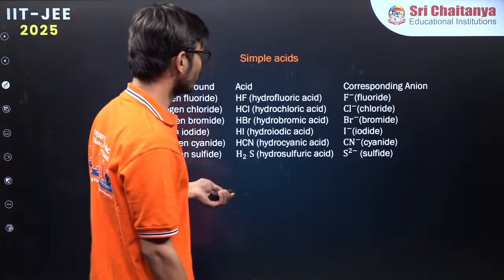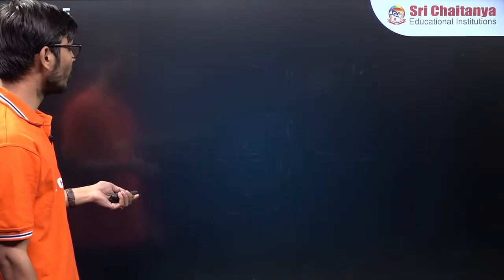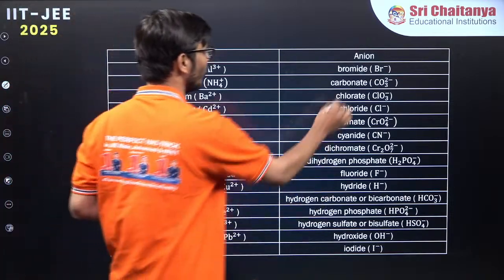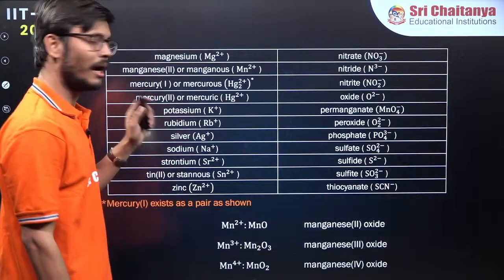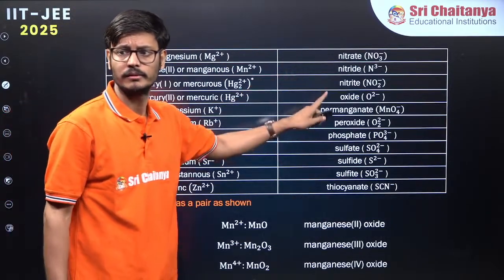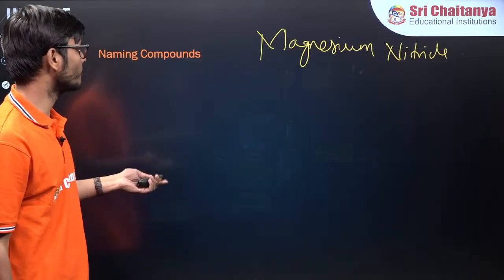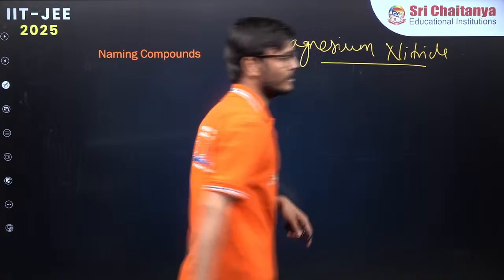Yes, so I have all the ions for you written over here. Don't worry about that. Yes, this is the table. So every ion is written over here. Don't worry about that. So I have kept everything over here. No need to worry about it. Simply go with the concept for now. So I was saying that how to write magnesium nitride.